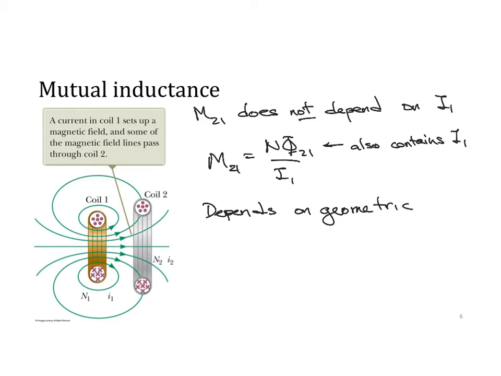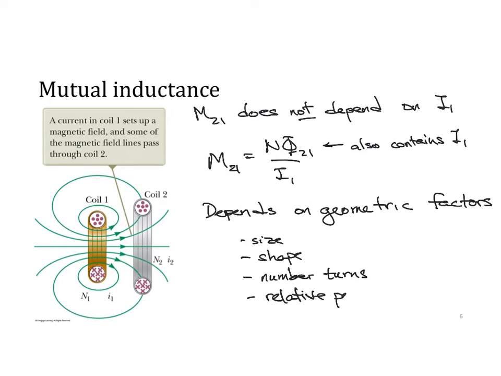So the geometric factors that our mutual inductance could depend on are things like size, shape, the number of turns, the relative positions of these, and any ferromagnetic materials. So again, there is a parallel to our capacitance. So number of coils, or number of turns of coil, and relative position. What else did I say? The other thing I said was ferromagnetic materials.